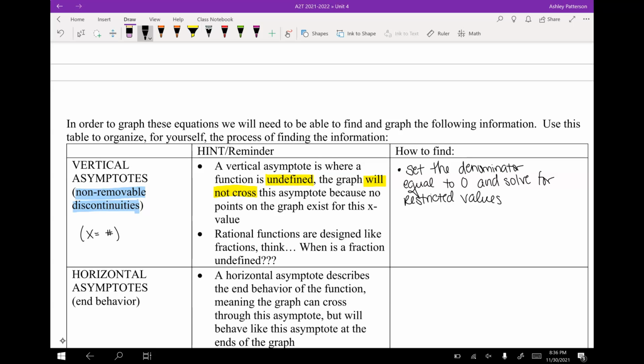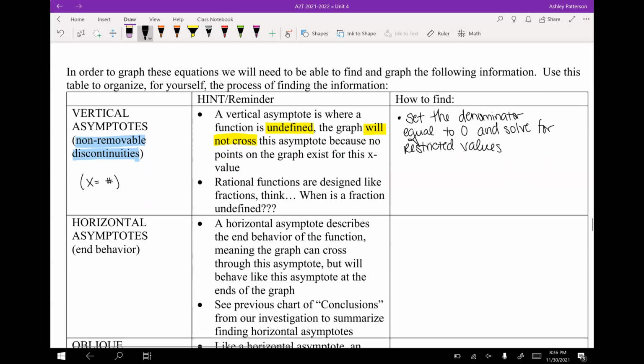Some of you asked, why are we doing this? Valid question. We did it for skill 4 for solving, and now for our vertical asymptotes. Okay, so there's one of our characteristics we'll need to search for.